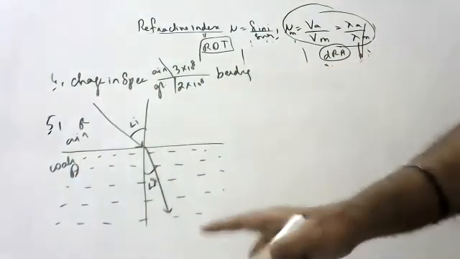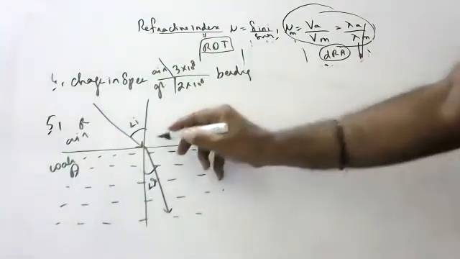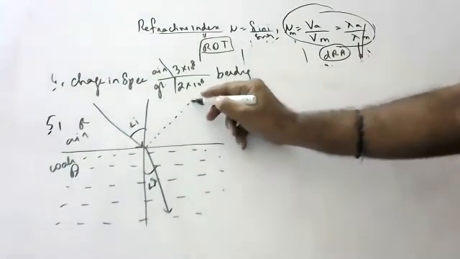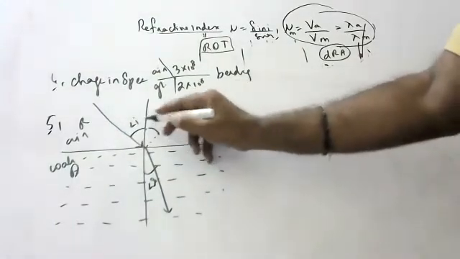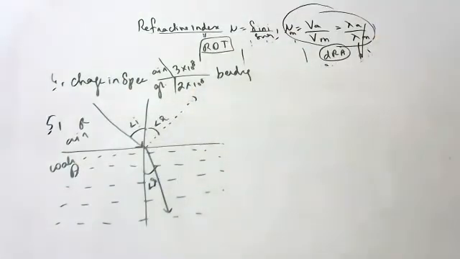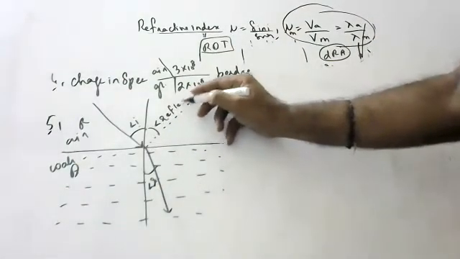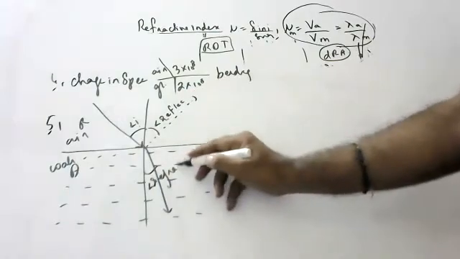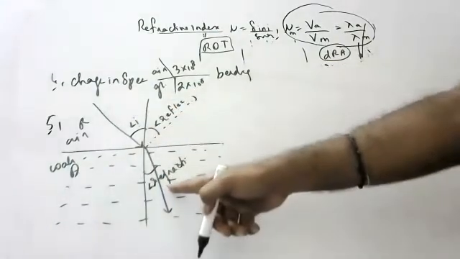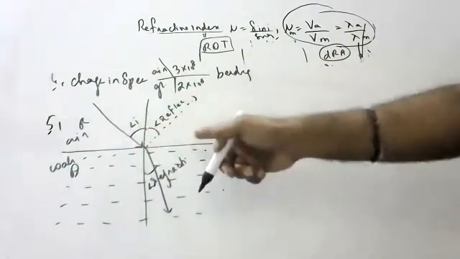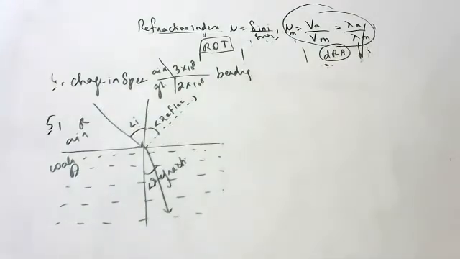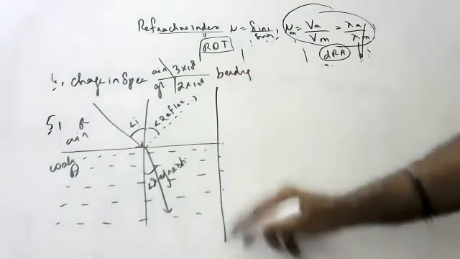Some light rays will undergo reflection. If it is reflection, it will go like this. In reflection, the angle of incidence will be equal to the angle of reflection. This is refraction, and this is reflection. Refraction occurs only if it changes the medium. Reflection occurs in the same medium.